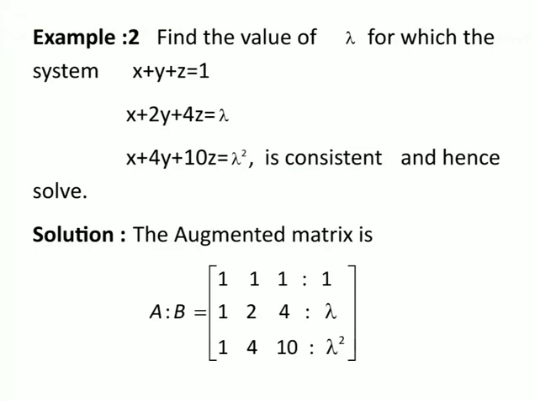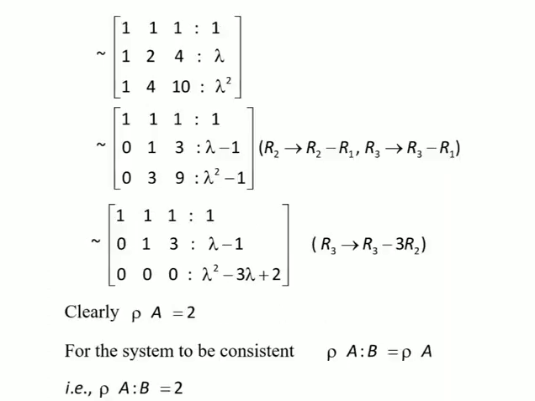Find the value of lambda for which the system x plus y plus z is equals to 1, x plus 2y plus 4z is equals to lambda, x plus 4y plus 10z is equals to lambda square is consistent, and hence solve. First you have to write the augmented matrix, write the coefficients of x, y, z along with the RHS. So first row 1 1 1 colon 1, second row is 1 2 4 colon lambda. This is from second equation, and the coefficients of x, y, z in third equation are 1 4 10 and lambda square. Let us apply these row operations here.